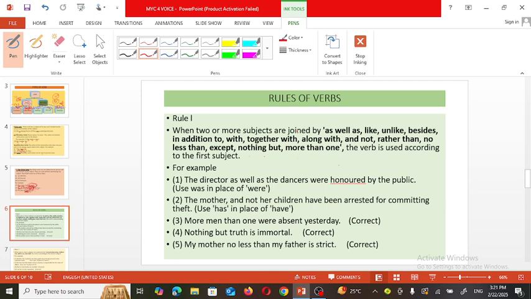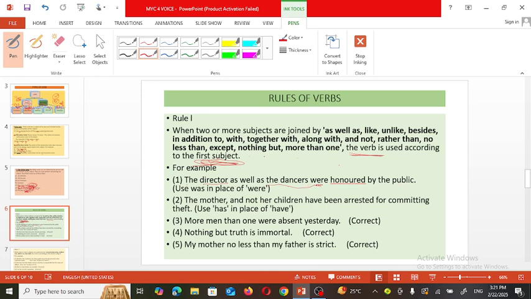So if we have joined two subjects with the help of these, then while using the verb, it should be according to the first subject. We must give preference to the first subject. For example, the director, as well as the dancers, were honored by the public. The director is one subject here. The dancers, the second subject in the sentence.